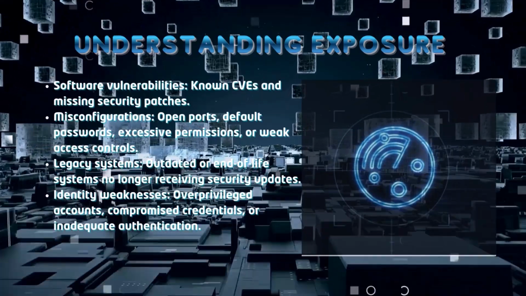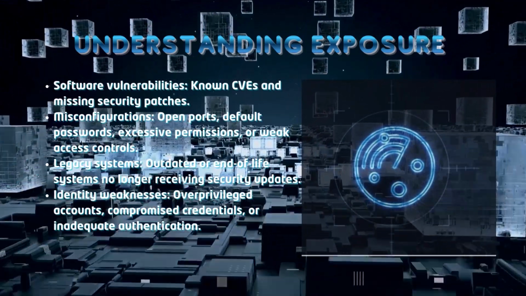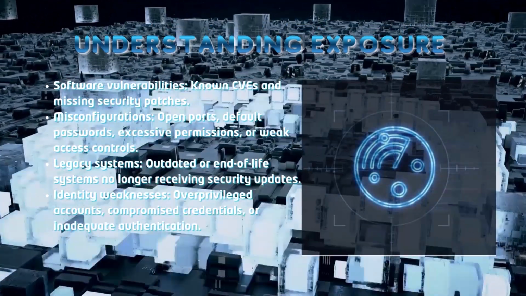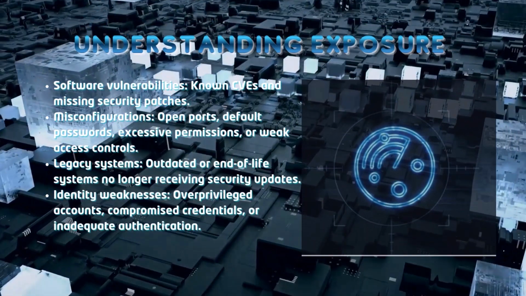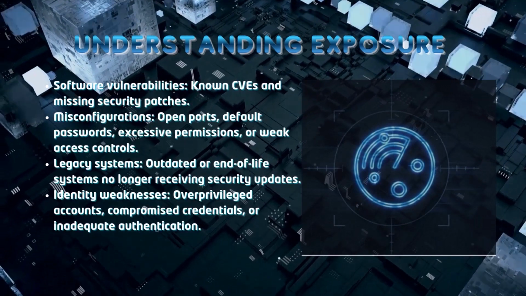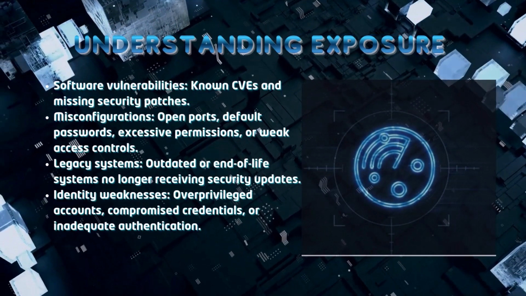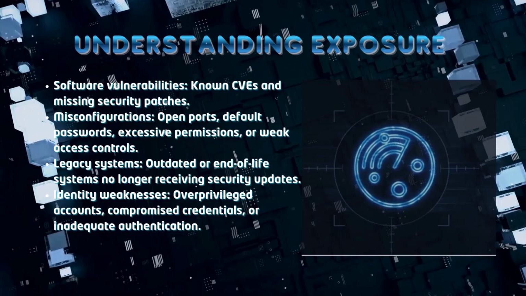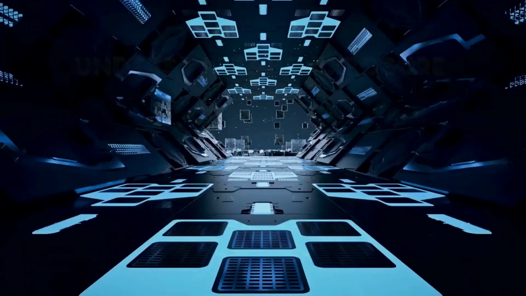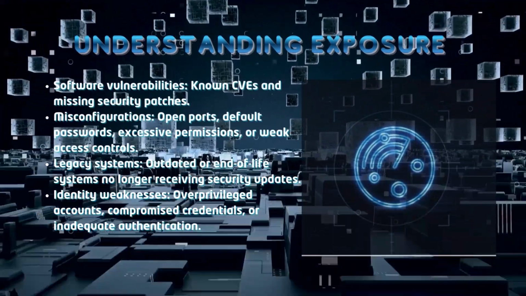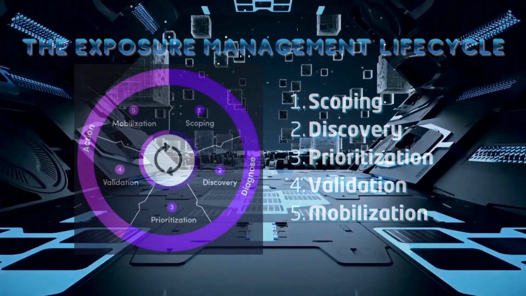Common exposures include 1. Software vulnerabilities, such as known CVEs and missing security patches. 2. Misconfigurations, such as open ports, default passwords, excessive permissions, or weak access controls. 3. Legacy systems, such as outdated or end-of-life systems no longer receiving security updates. 4. Identity weaknesses, such as overprivileged accounts, compromised credentials, or inadequate authentication. These exposures exist throughout an attack surface. The sum of everything an attacker could potentially reach, spanning on-premises infrastructure, cloud environments, SaaS applications, remote devices, and third-party connections. In general, effective exposure management operates as a continuous cycle.